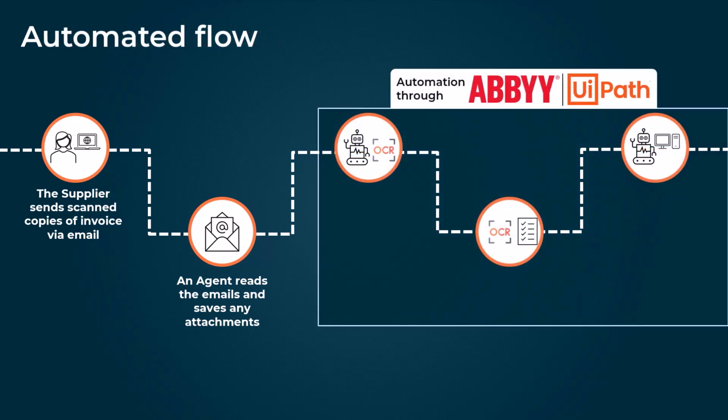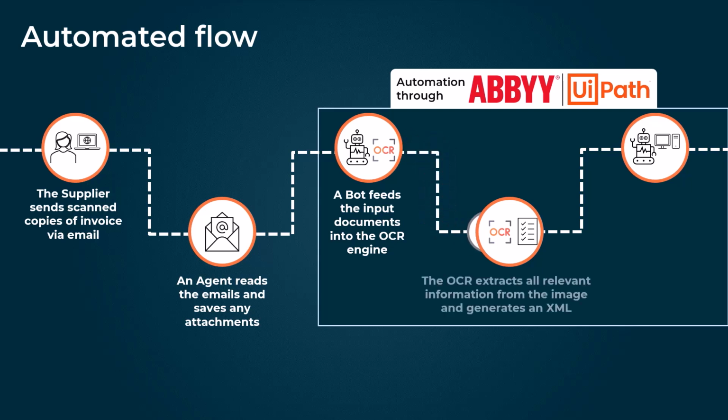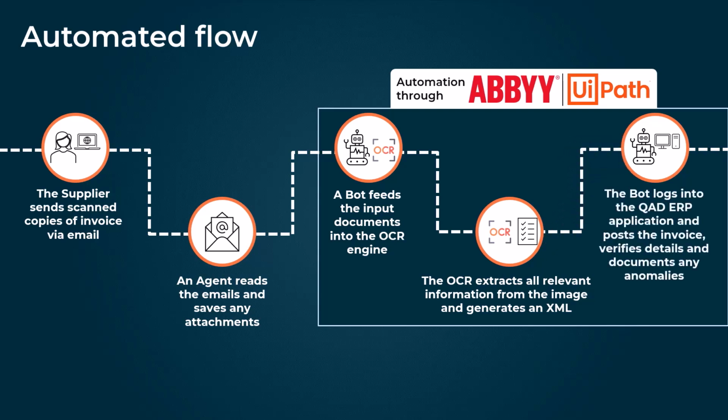Eviden applied automation levers like RPA and OCR to transform the flow after the agent saves the attachment. A bot feeds the input documents into the OCR engine. This OCR extracts all relevant information from the image and generates an XML. The bot logs into the QAD ERP application and posts the invoice, verifies details, and documents any anomalies.